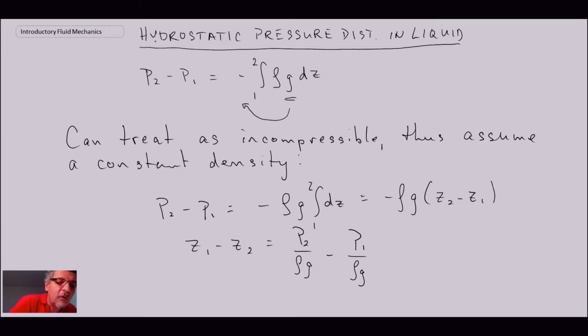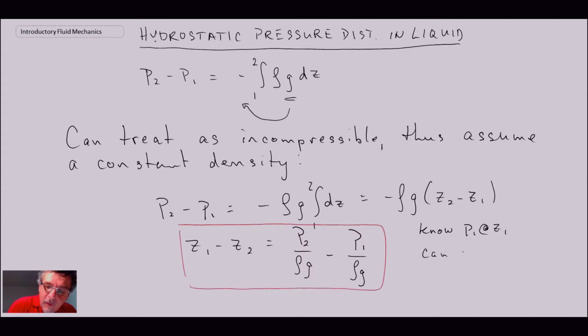So with this equation, what does that tell us? If you know P1 at z1, you can determine, or can solve for, P2 at z2. So that is something that we'll use quite often when we look at things such as manometers.